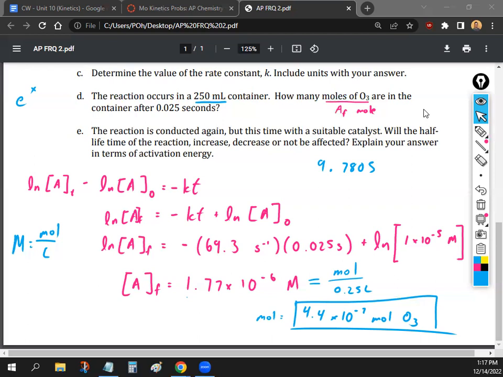Okay, will the half-life of this reaction increase, decrease, or not be affected? I want you to write it on your paper, and I want you to explain your answer in terms of activation energy. So you have to talk about activation energy in your explanation. Okay, so this will be good practice.